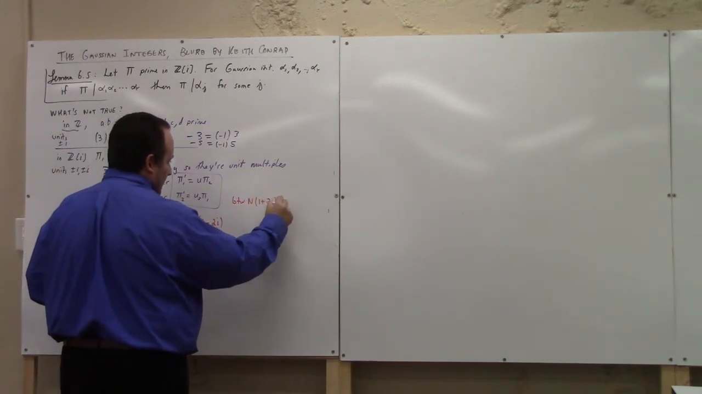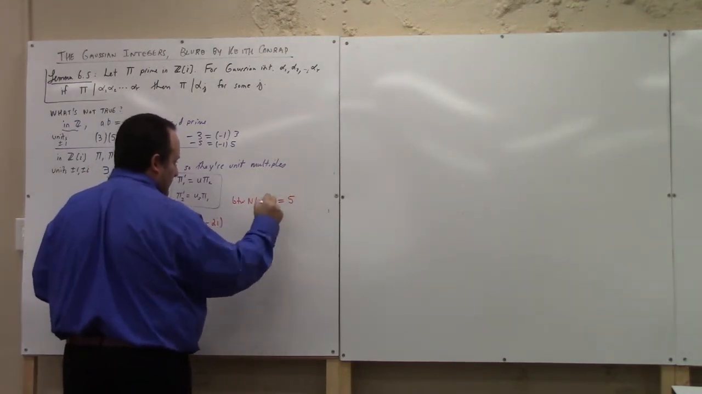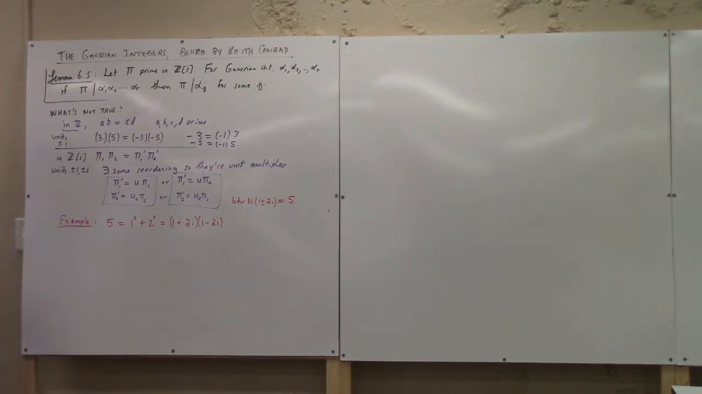Yeah, if the norm is prime, they're prime. And the norm of 1 plus or minus 2i is 5. If the norm is prime, they're prime. That's the theorem we had last time. Prime norm implies prime in the Gaussian. The converse is not true. The norm of 3 is 9, but 9 is not prime, yet 3 is prime in the Gaussian numbers.